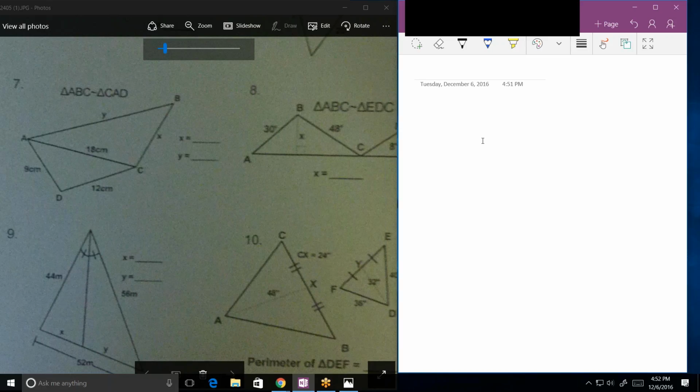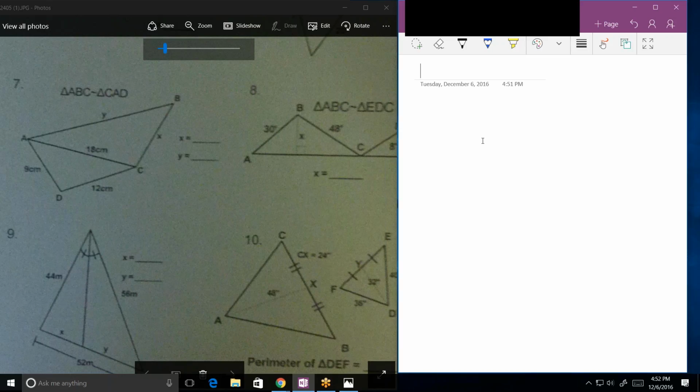Okay. So on number 7, the bottom triangle is similar to the top triangle. Okay, wouldn't that be x is to 12? Sorry, 12 is to x as 9 is to 18. Well, we have to figure out which sides are corresponding. I'm not positive which sides are corresponding yet. You're right. It'd be 9 is to x as 12 is to 18.